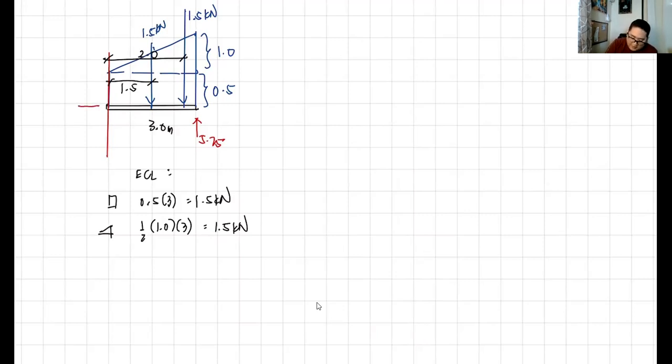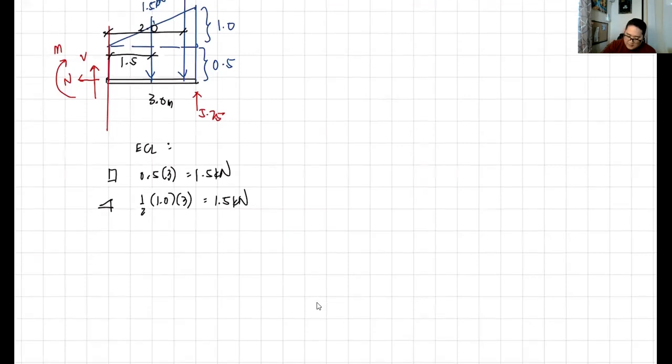For our internal forces, we have a normal force going to the left because we are in tension. And then a shear that needs to rotate clockwise, so upward. And then we need to lift our beam upward, so that is our moment.